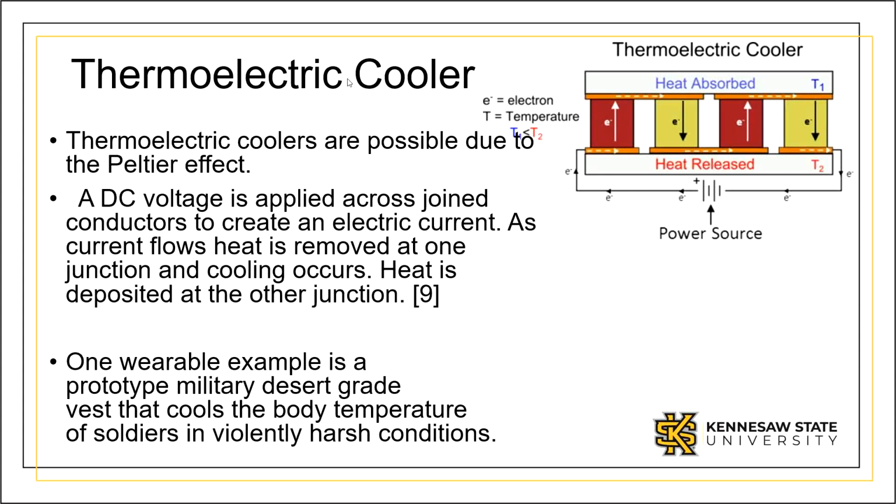Thermoelectric coolers are possible due to the Peltier effect. A DC voltage is applied across joined conductors to create an electric current. As current flows, heat is removed at one junction and cooling occurs. Heat is then deposited at the other junction. The voltage can be reversed, and the effect can be reversed as well to have heating or freezing on either side. One wearable example is a prototype military desert-grade vest that cools the body temperature of soldiers in violently harsh conditions.